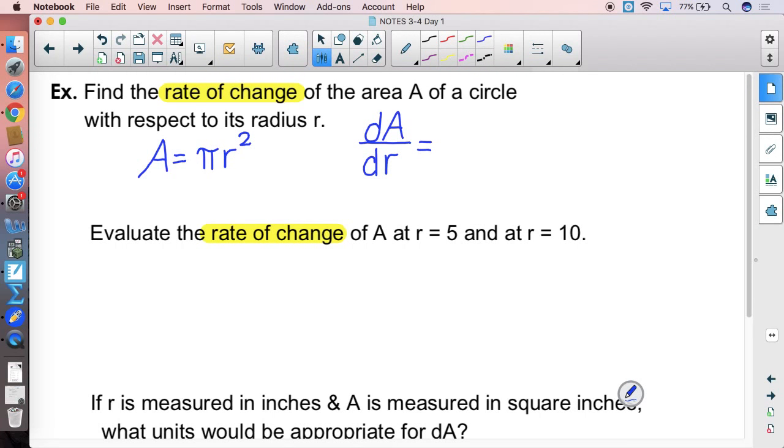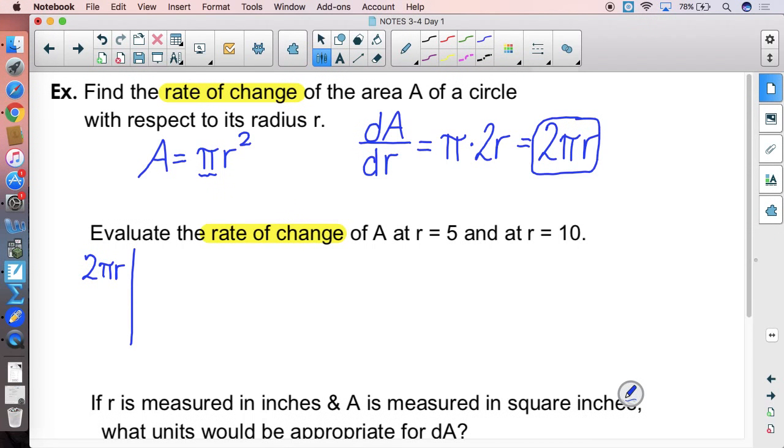So notation-wise, start to make sure everything's labeled. So our derivative with respect to r, pi is just a constant multiple, so that's going to stay there. Derivative of r squared is 2r. So our derivative with respect to radius is 2 pi r. Now they want us to evaluate that rate of change, that derivative, at different locations. Again, making sure your notation looks really good. They're asking to take that formula and evaluate it when our radius is at certain values. Doing that, we're going to end up at 10 pi.